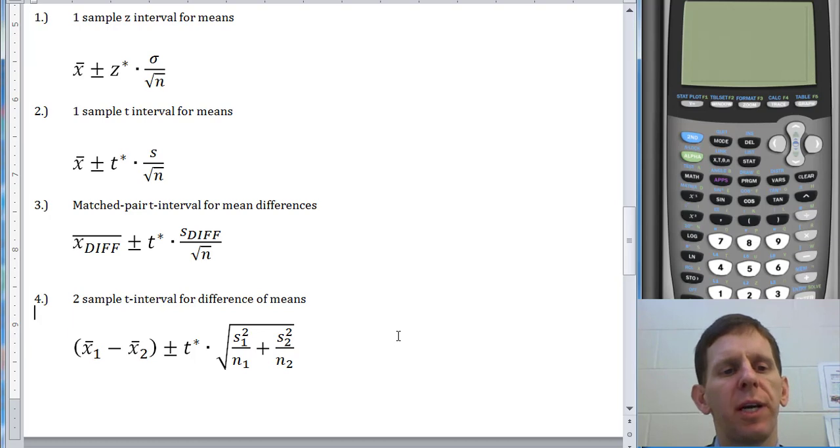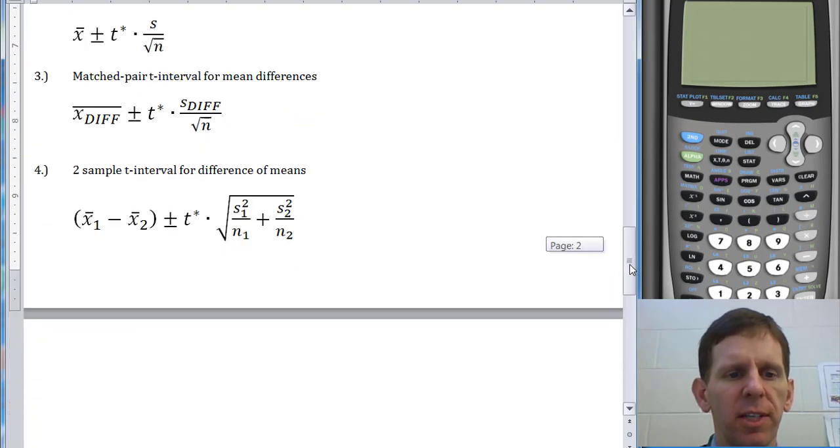And the formula for a two-sample t-interval for difference of means is x bar 1 minus x bar 2 plus or minus t star times the square root of s sub 1 squared over n sub 1 plus s sub 2 squared over n sub 2. We're going to be focusing today on the two-sample t-interval for difference of means, so we're going to be looking at the problem on the next page. So let's take a look at this one.